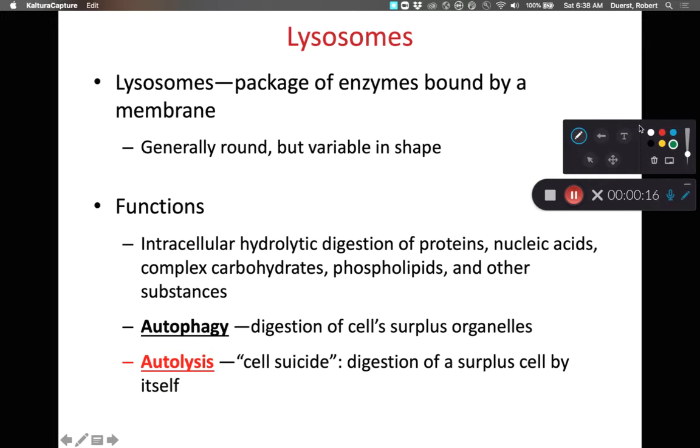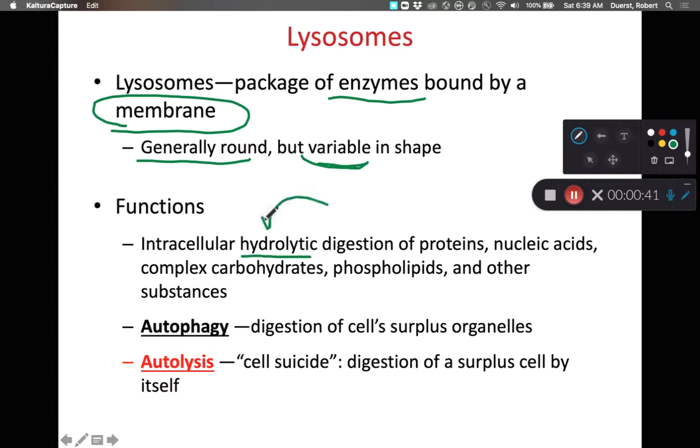When we think of the lysosome, it is a package of enzymes. These enzymes are going to be bound up together by some phospholipids, some membrane. Generally speaking, the lysosomes are round, but it is possible that they're a little variable in shape. Our lysosomes you can think of as the recycling plant of the cell or the digestive center of the cell. They contain a lot of hydrolytic enzymes.